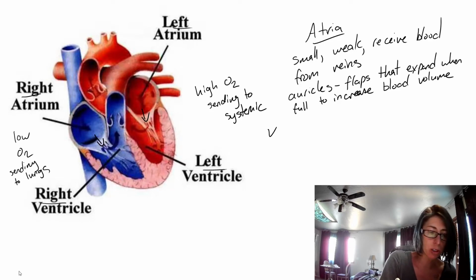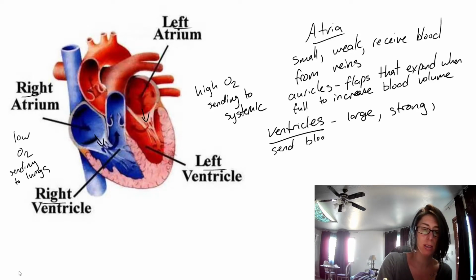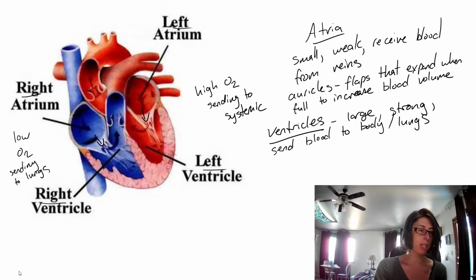All right, so ventricles. These are large, they're strong. They send blood to the body and lungs. So they have to be able to pump harder. They have to be able to really contract. All right, so another thing I'll point out here is that there are names for the walls between the atria and for the walls between the ventricles.